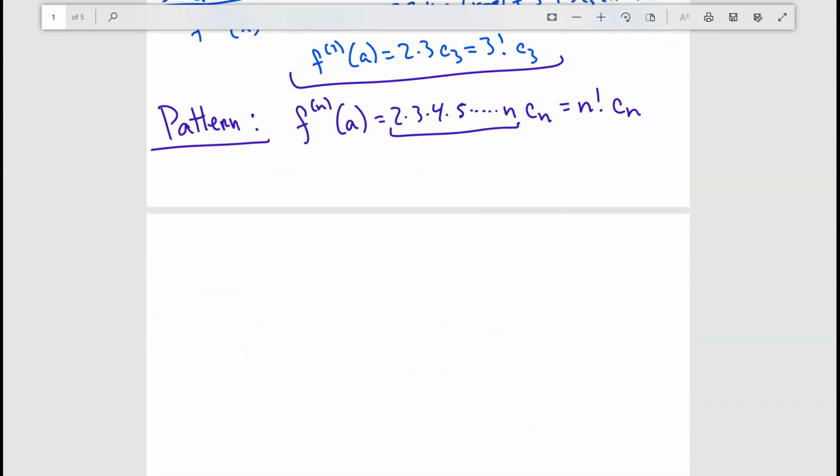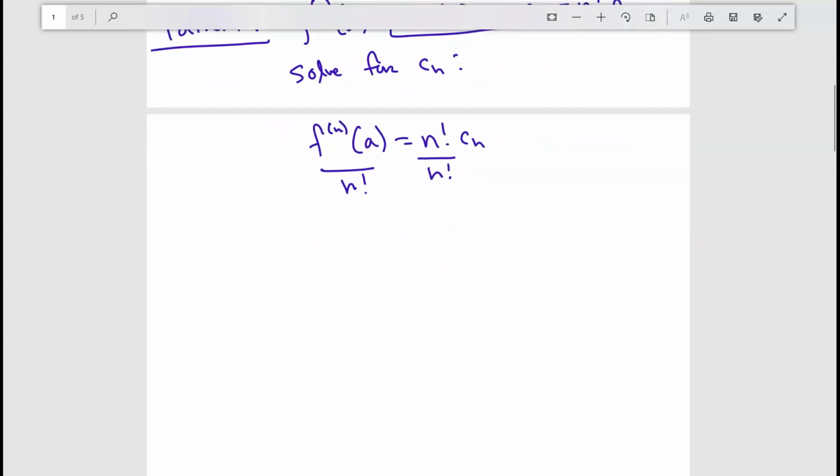So what we're going to do, okay, let's solve for Cn. Because right now what we have is that the nth derivative, and then I plug in a, is going to be equal to n factorial Cn. I'm going to divide by n factorial. And I can actually figure out what these constants are going to be. These constants are going to be: take whatever derivative you want, plug in a, and then divide it by n factorial. Okay?